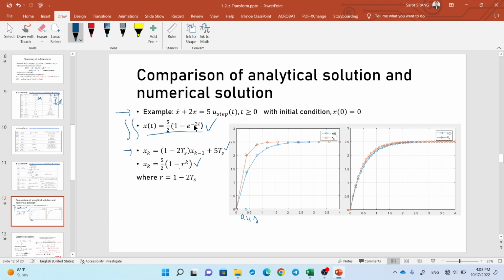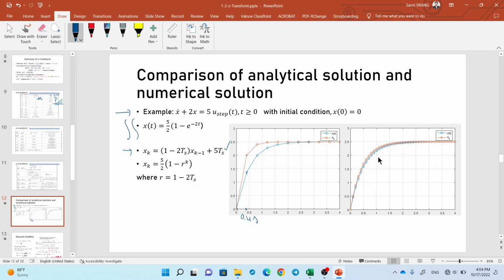This is like e to the minus 2t, and here you have r to the k, where k is 1, 2, 3, 4, 5 like that, and r is defined by this. But if you take the limit of Ts approaching 0, this function will become this function. You can try at home by yourself. This implies that the smaller the sample time Ts, the better the approximation is.